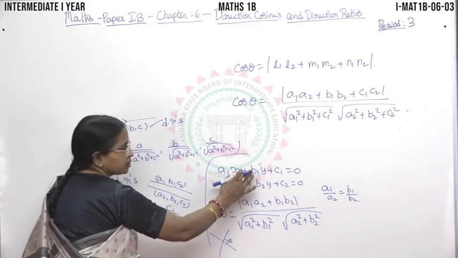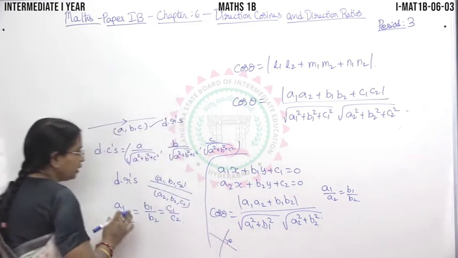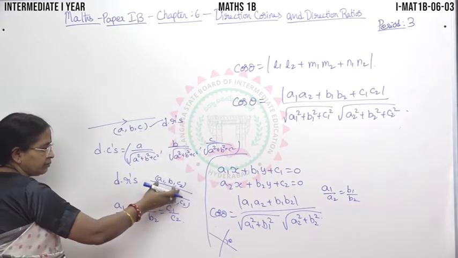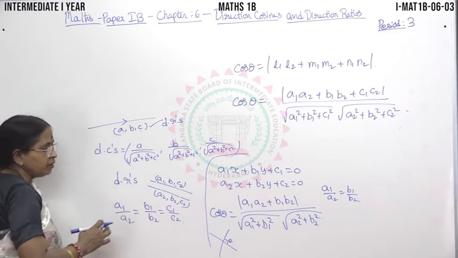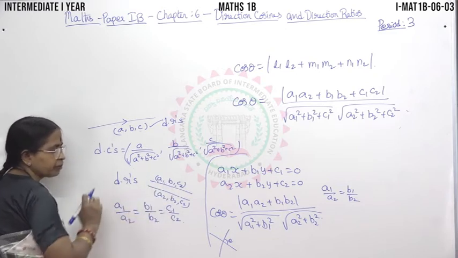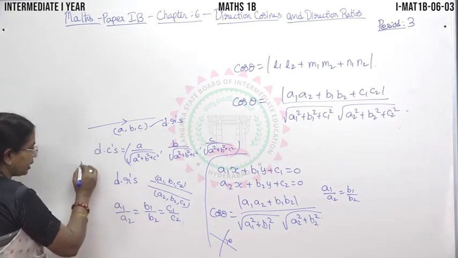If A1 by A2 is equal to B1 by B2 in two dimensions, then the two lines are parallel. Here the two lines are parallel if the direction ratios are proportional. So the direction ratio should be proportional like this. Now suppose the two lines are perpendicular to each other.